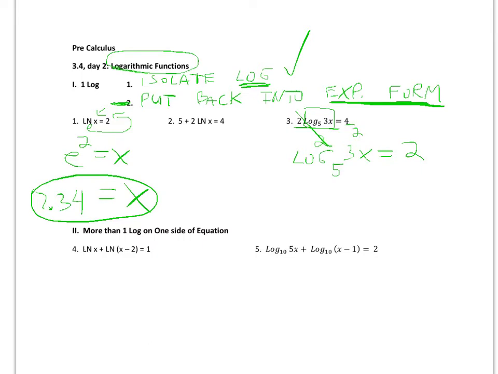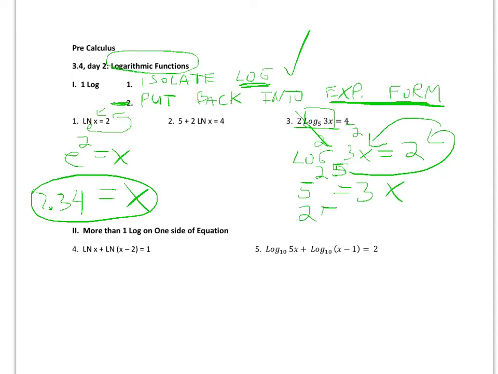So now if I want to put this back in exponential form, I do a little circle here. So this is 5. It's 5 squared equals the argument 3x. Right? 5 squared equals 3x. This is exponential form. And then it's a very easy equation.